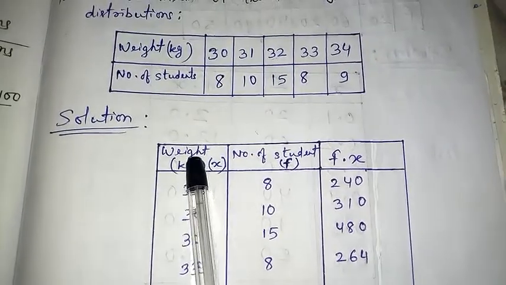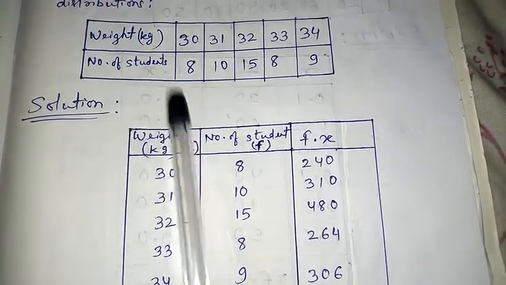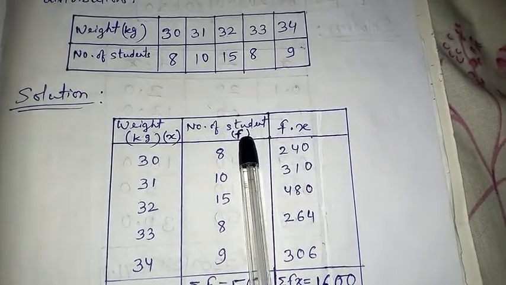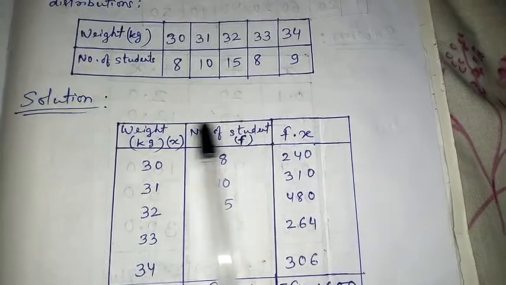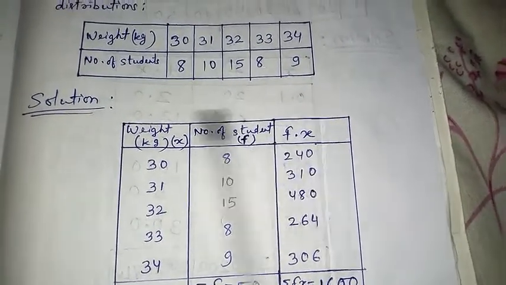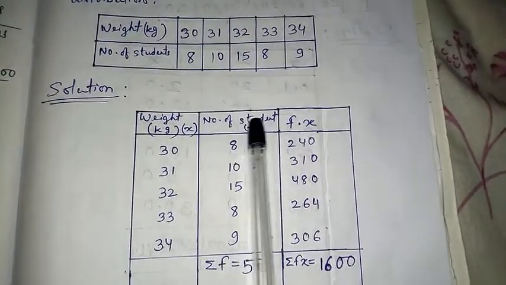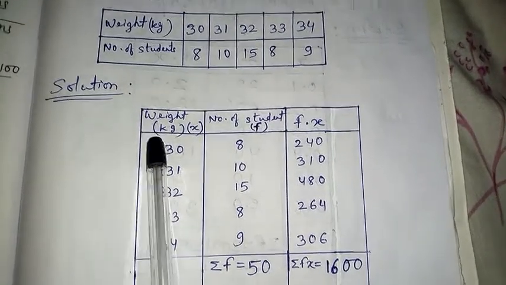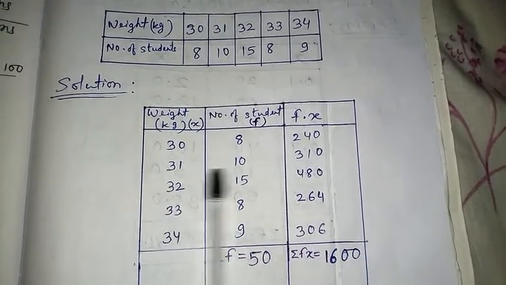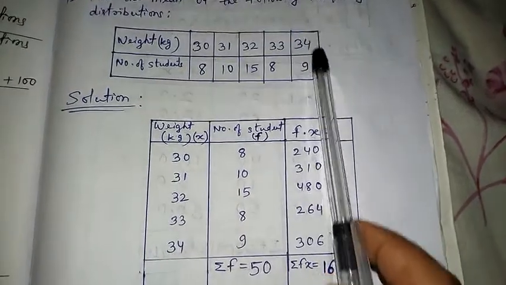Now this weight in kg, I wrote x here. Very important, you mention x. The first column you always mention as x. The second column you mention as f, and you multiply these two columns and write fx. That means f into x is called fx, because in the formula we need fx. So fx means multiplication of this one and this one. Now you can see for 30 there are 8, for 31 10, for 32 15, for 33 8, for 34 9.